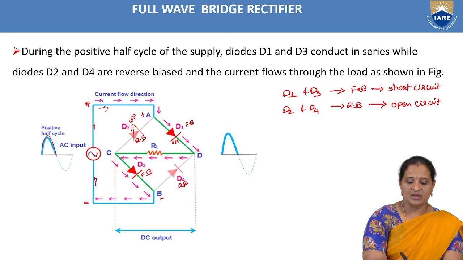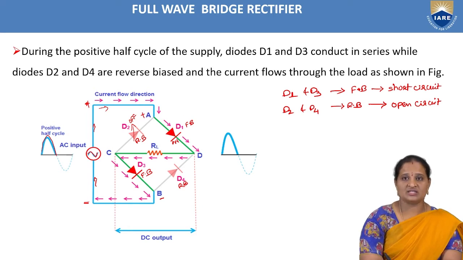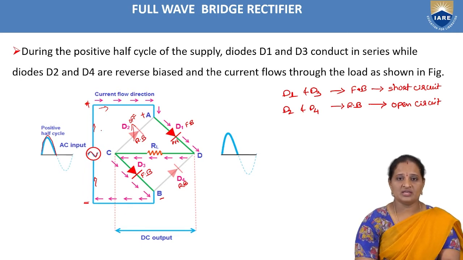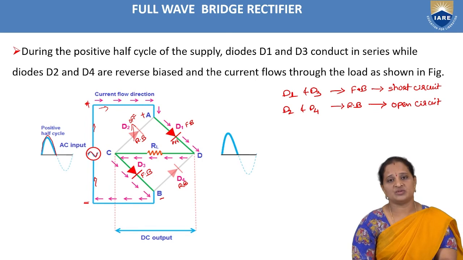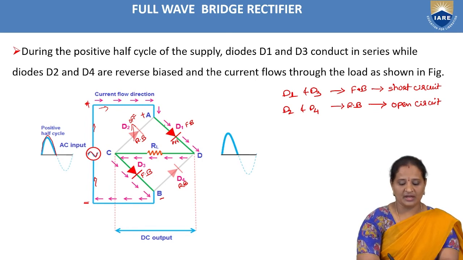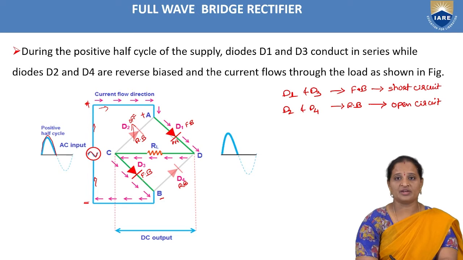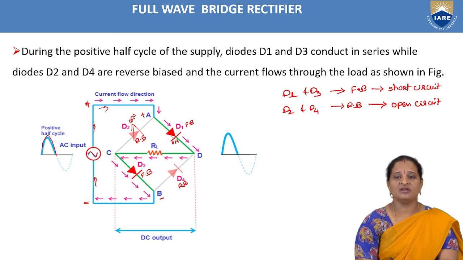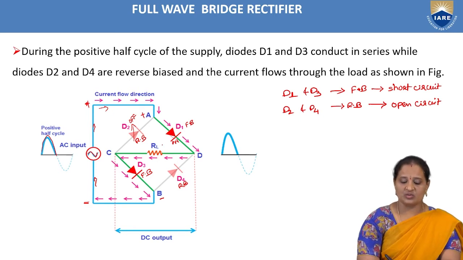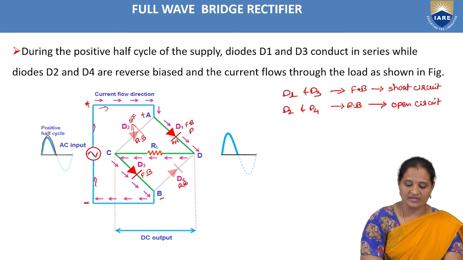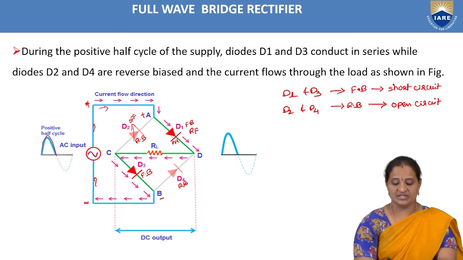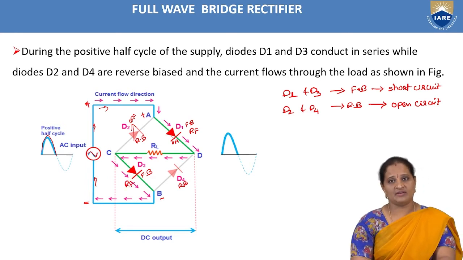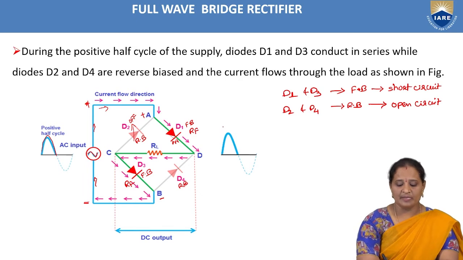And if you see here, all these components, that is diode D1, the load resistor, and diode D3, are connected in series, and hence the same current flows through them. So all are connected in series, and hence the same current flows through diode D1, the load resistor, and D3. As these two diodes are forward biased, each offers some internal forward resistance, which is represented with RF. So now this is the current.